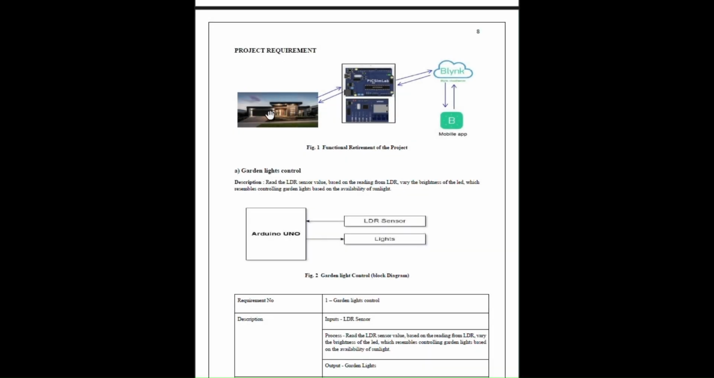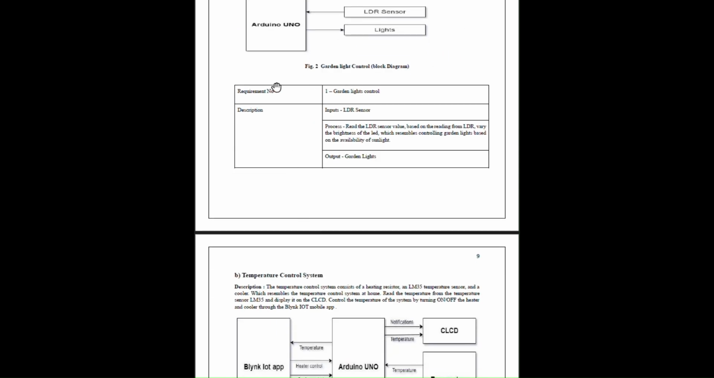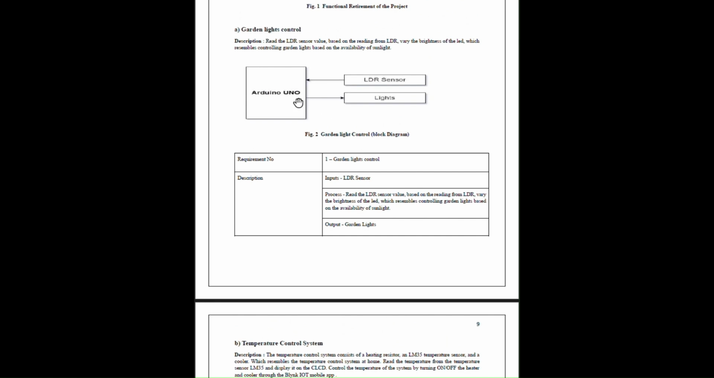Coming to the project requirement, we will have an IoT-based home automation system that will connect our controls through the Blink app. The first requirement is garden light control. The LDR sensor sends data to the Arduino, and it will automatically change the garden light. In this requirement, we will use the LDR sensor, and we'll see the simulations in the upcoming sections.